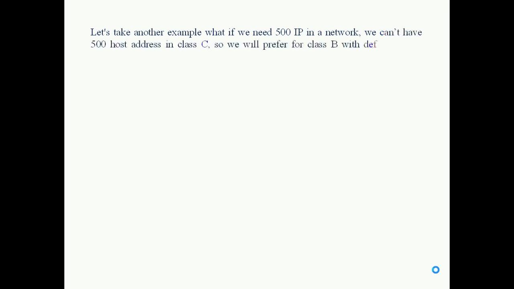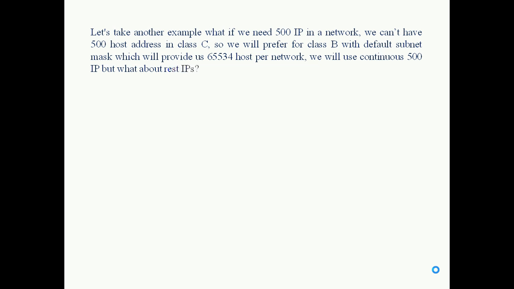Let's take another example. What if we require 500 hosts in a single network? A class C network cannot assign 500 continuous IP addresses, as it is bounded to 254 hosts only. So we can prefer class B, whose default subnet mask is 255.255.0.0 and which will provide 65,534 hosts per network. We will use a continuous 500 IP addresses, but what about the rest of the IPs? They will be totally wasted.